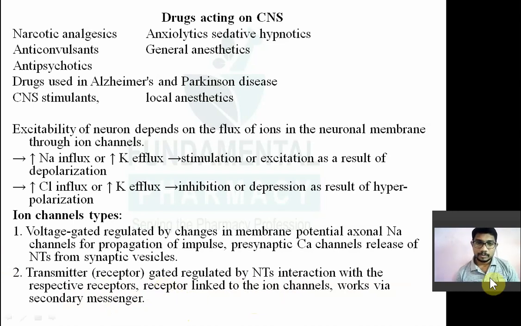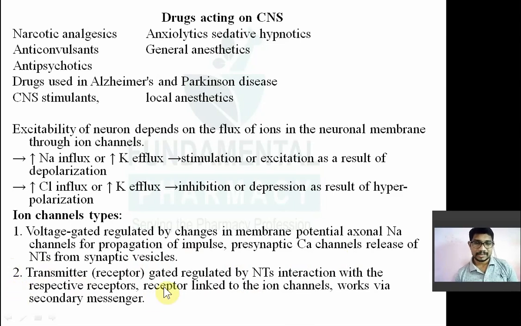So there are two kinds of ion channels in the brain. The first one is voltage gated, through which sodium enters the axon. These types of channels are present in the axons of neurons. There sodium will enter and cause depolarization. Calcium channels are present in the presynaptic terminal to release the neurotransmitter. Calcium will go inside and release the neurotransmitter by exocytosis.